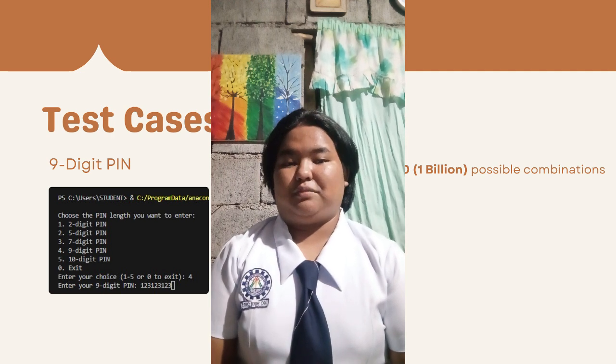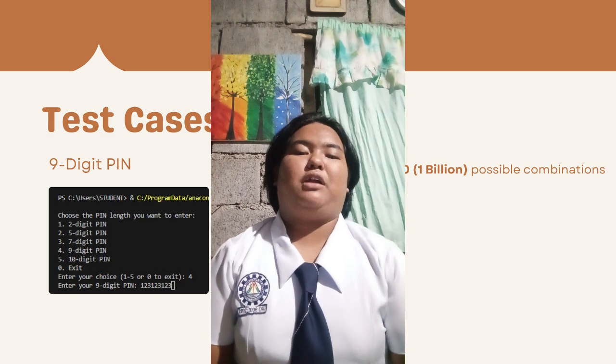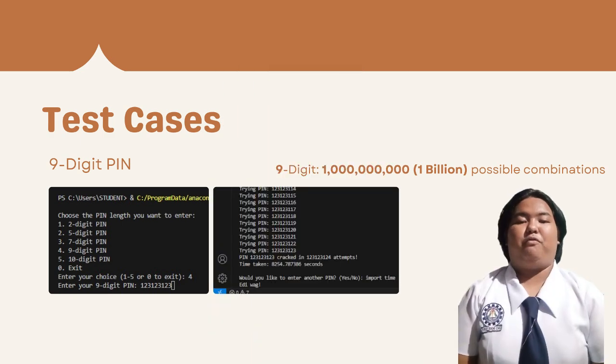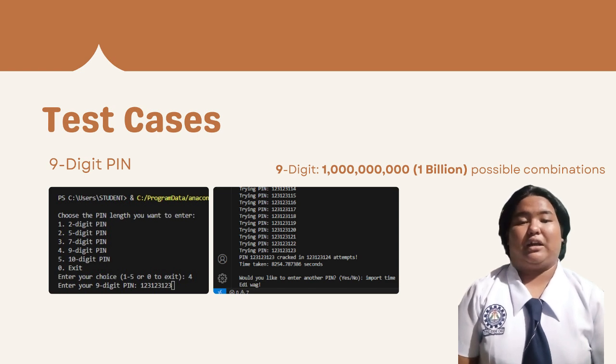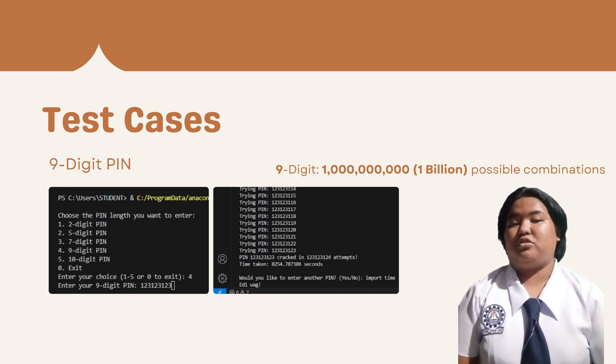Let's look at a 9-digit pin. The total number of possible combinations is 10 to the power of 9, a huge number. The program goes through all of these combinations and gives the time it takes to crack it. This shows how time-consuming brute force is for longer pins.